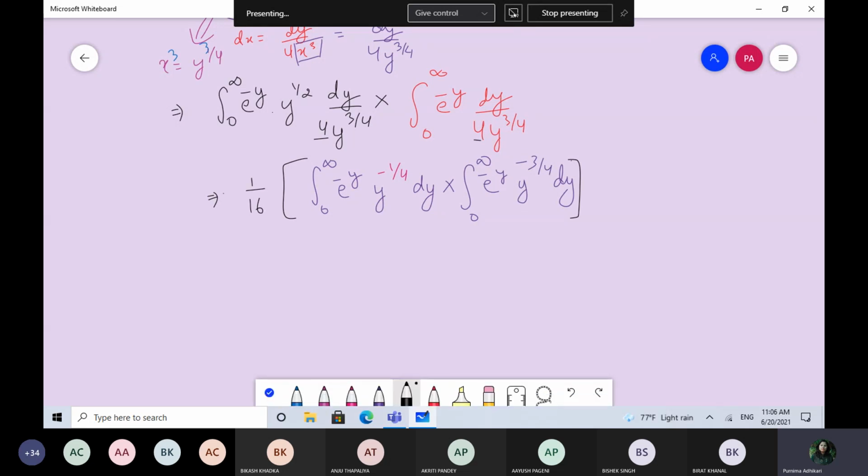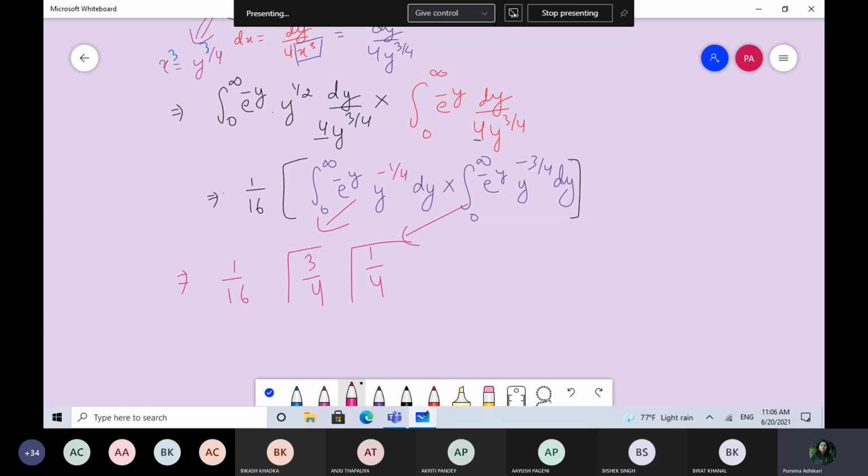So gamma of what? Tell me. 3/4 minus 1. First term is gamma of 3/4, and the second one is gamma of 1/4. Exactly, 1/4. So our two integrals are this and this.